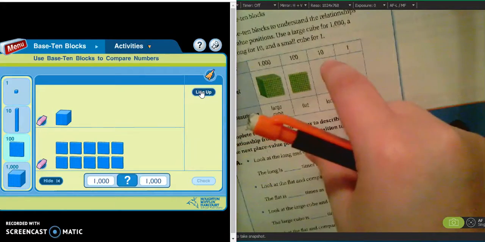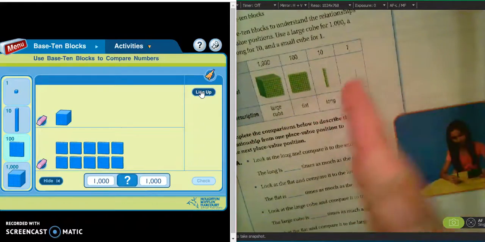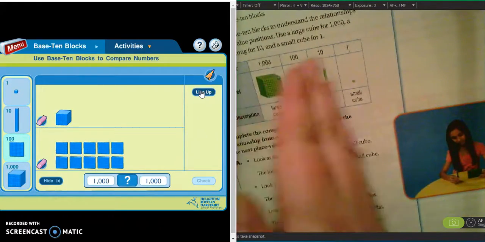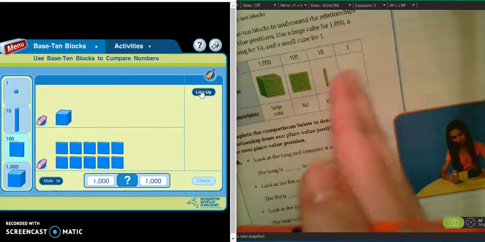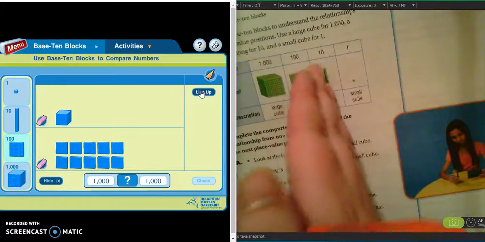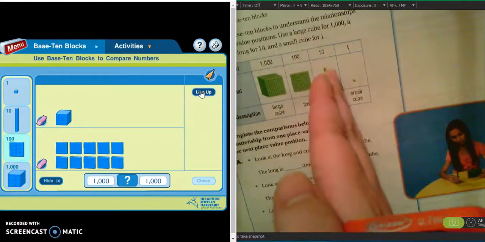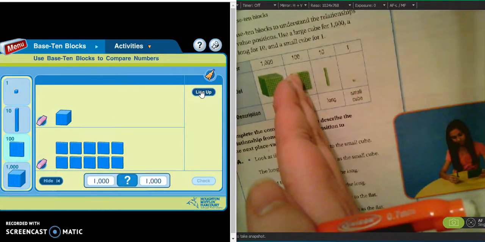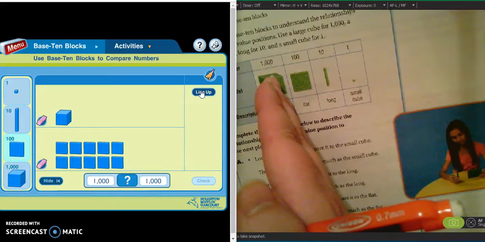So all this is showing us for this lesson is that each place value position is 10 times that of the one next to it. So from the ones place to the tens place, it's 10 times as great. From the tens to the hundreds is 10 times as great. From the hundreds to the thousands is 10 times as great.